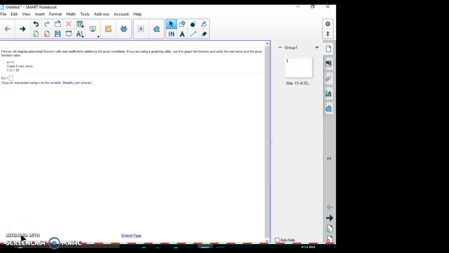Okay, this problem says to find the nth degree polynomial function with real coefficients that satisfies the following conditions. And then you are supposed to graph the function and verify that the real zeros are what they are of the given function. So the degree here is 3, and the zeros are 4 and 2i.